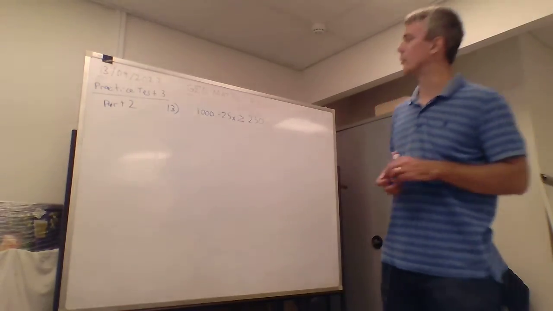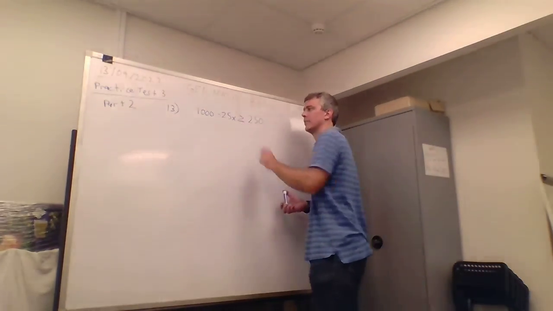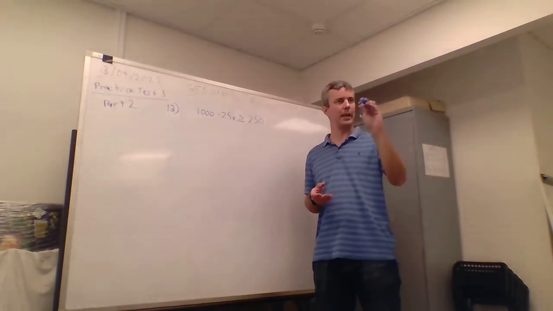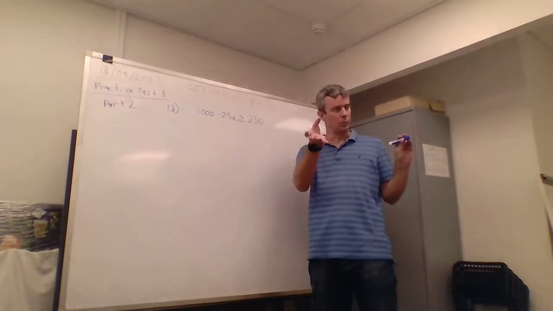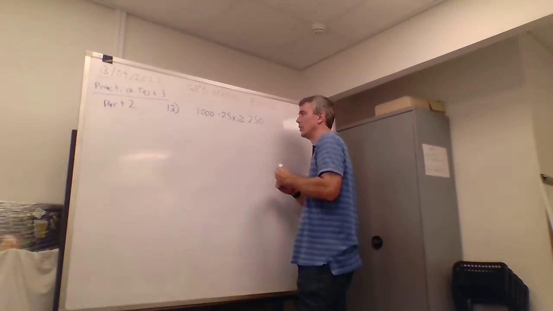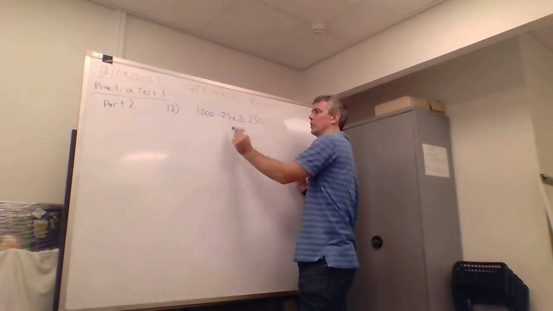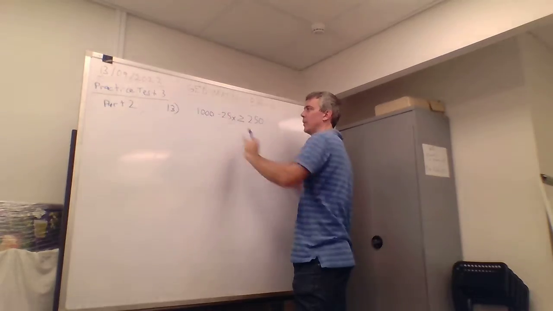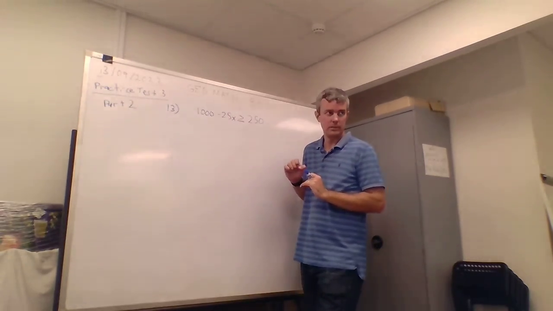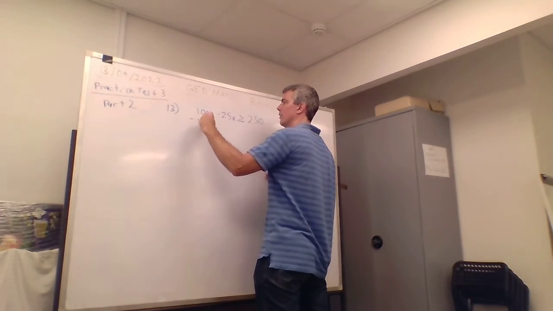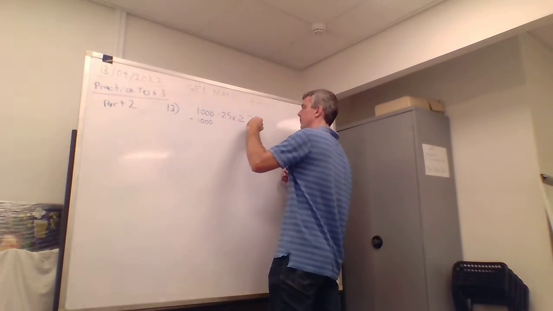Okay, so we need to solve for x, right? This is like an equation, but we have to remember it's an inequality. So if we multiply or divide by a negative number, we switch the inequality. Whenever we have an equation, we want to get the variable term by itself, right? So we need to get rid of this 1,000. What do we do? Subtract. So we subtract 1,000 from each side.